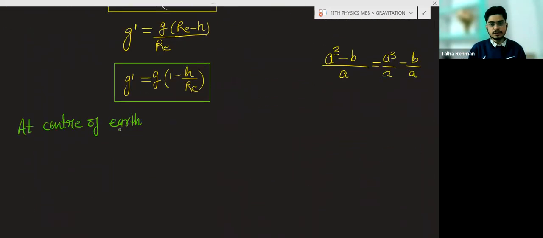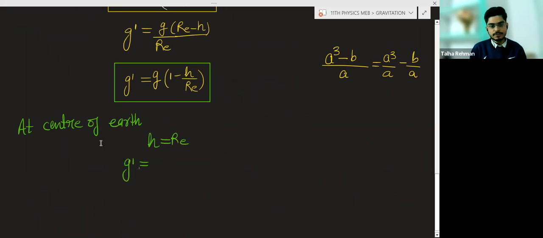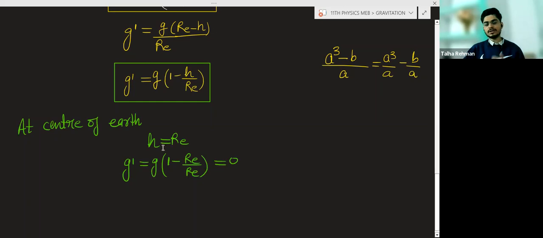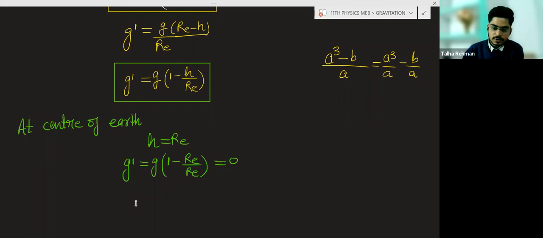So at the center of the earth, if we want to find the acceleration due to gravity, this h will become re. So g dash will become, now put in this formula, this g, and this is 1 minus h, which is re, divided by re. So this value will become 0. So at the center of the earth, acceleration due to gravity is 0. And if acceleration due to gravity at the center of the earth is 0, means weight there will be 0. One thing you should remember always, what is weight?